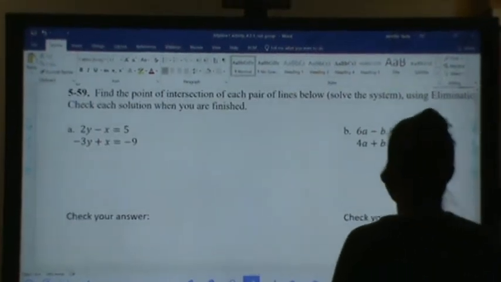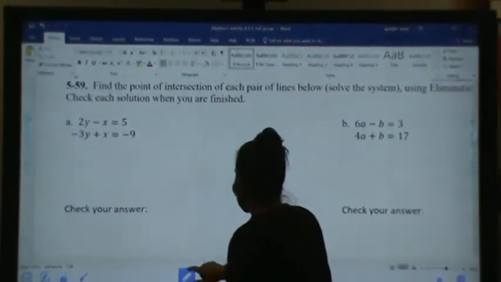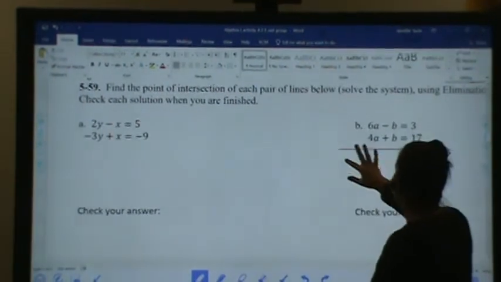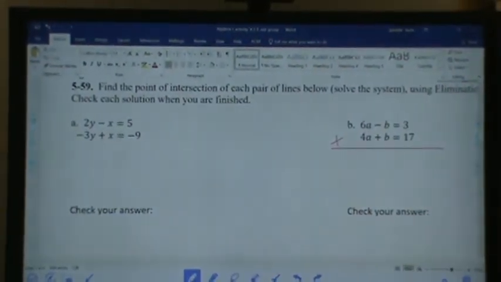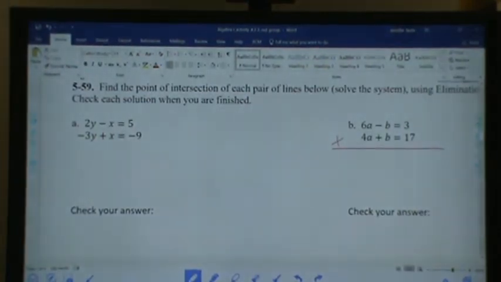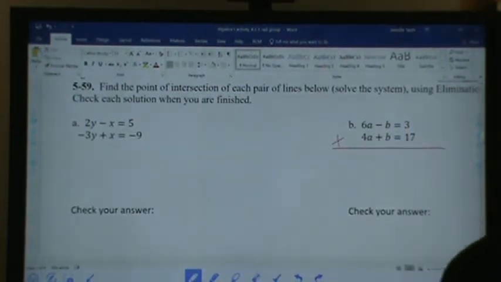Okay, I want you guys to try B. It is that easy. Put your line on and add them up. So be careful here. This is correct. But when you divide by 2, be careful. What's 6a plus 4a? There you go. Okay. See what you get.